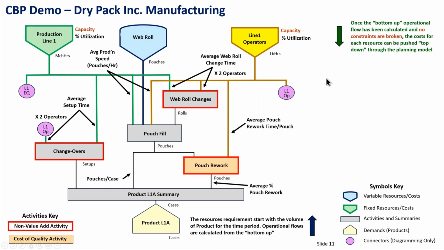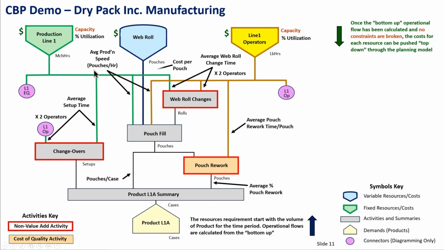And then if we can run this model so that we don't get any broken constraints, and we'll show you that in the demo, we can actually now pull our dollars back down because the costs sit at the resource. So what's the cost of a production line? Depreciation, maintenance, square footage that's taken up in the facility itself. Those are all costs here. The web roll cost would be how much does it cost to buy in that web roll? Those are going to be hundreds of dollars, thousands of dollars, depending on the graphics that are on those pouches. The line operators, not just necessarily how much you're paying them on an hourly basis, but all the support requirements that they may have, training, uniforms, supervisory above that, and so on.